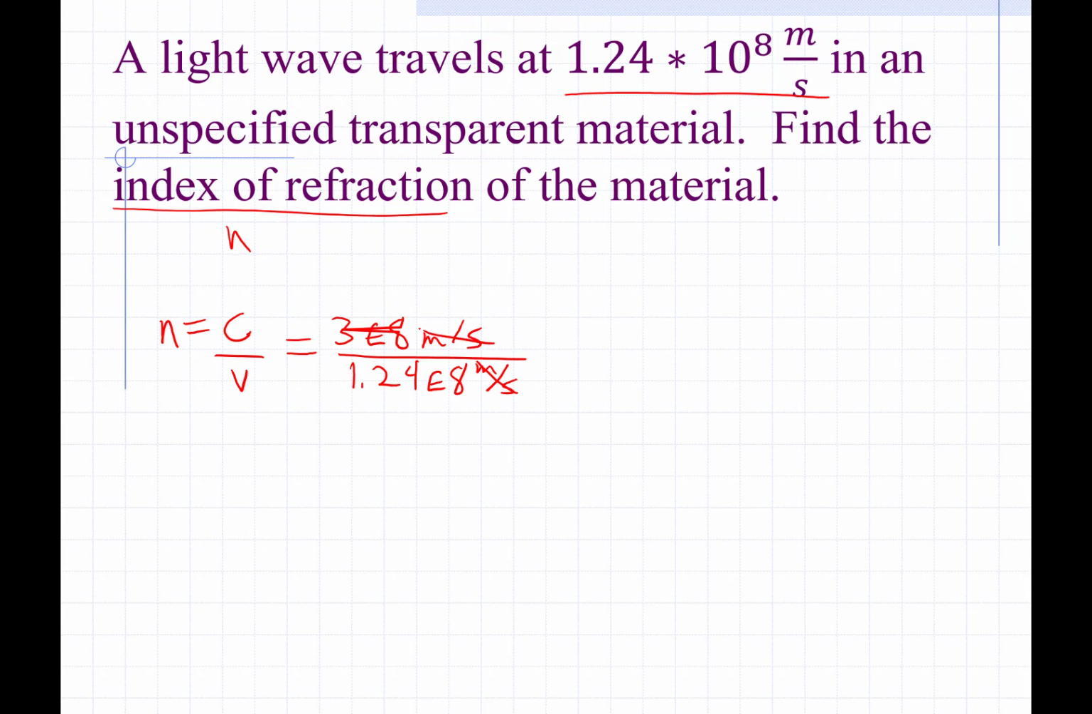Meters per second cancels. Even the times 10 to the 8 cancels. So our answer is just 3 over 1.24. Plug it into a calculator. And we get an index of refraction of 2.42.